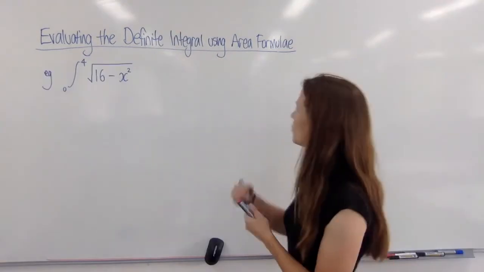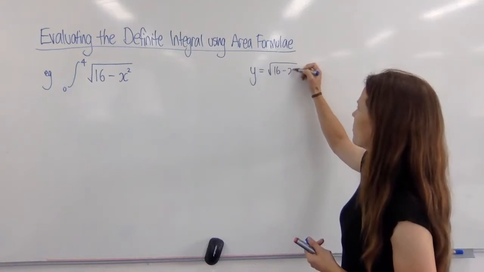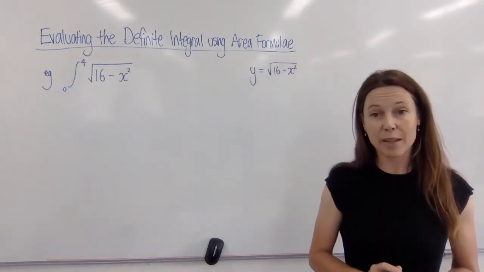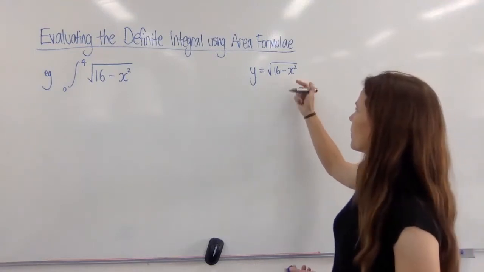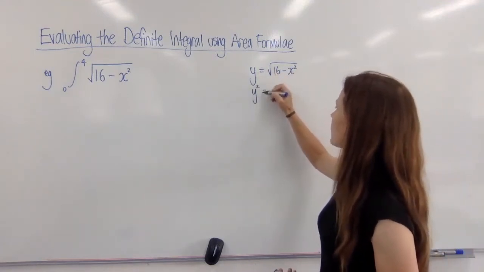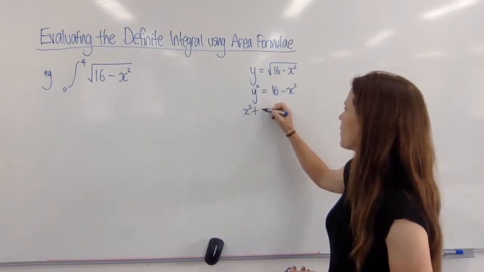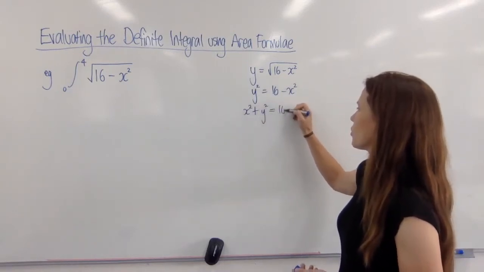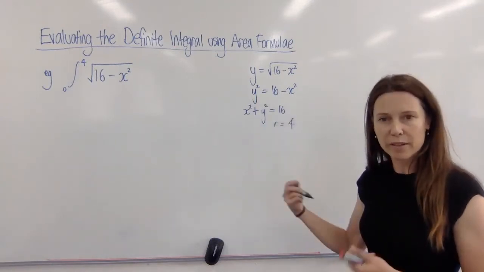Now this example is giving us a function that we will have seen before, and hopefully you can recognize that it is a semicircle. Now if you're not sure, writing it out like this, when you square both sides, you're going to get this, and rearranging it, you can see that it's very similar to a circle that has a radius of 4, and its center would be 0, 0.